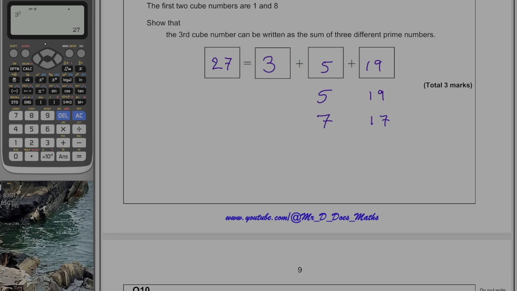What else could we say? Can we say 11? We could say 11 and 13. So those would work. And I think that's it. If we imagine having a 5 here, that would work because those are the next consecutive prime numbers in effect: 5, 7, 11, 13, 17, 19. So those are going to be the only 3 possible combinations.